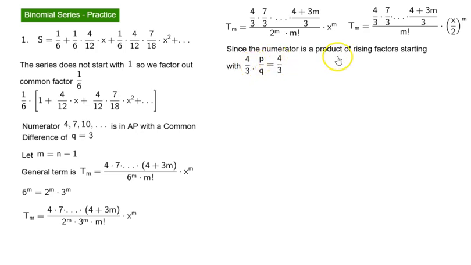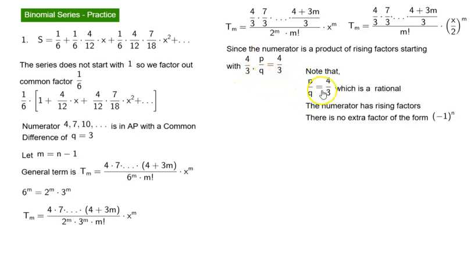Since the numerator is a product of rising factors starting with 4 by 3, that means p by q is equal to 4 by 3. Note that p by q equal to 4 by 3, which is a rational. The numerator has rising factors. There is no extra factor of the form minus 1 to the power of n. Which means the series is of the form 1 minus t to the power of minus p by q.